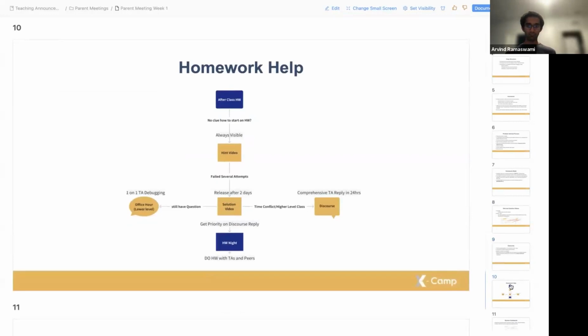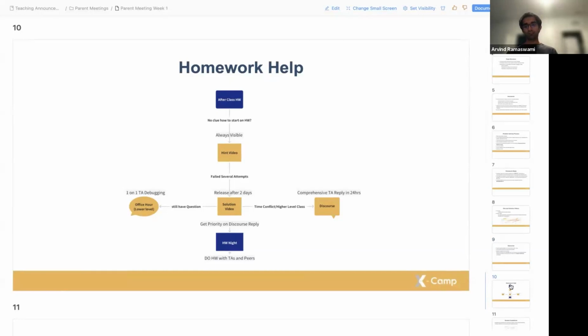Now, this is a workflow diagram of how you should go about your homework. After class, you have your homework, and if you have no clue how to start it, you can always go to the hint video. Additionally, you can go back to the slides in class and see if you can make some connection from that. Now, if you failed a couple of times and you don't really have the right idea or it's not quite working, you can then go to the solution video, which will be released after 2 days. Depending on the class, it might be slightly different, but our standard policy is about 2 days.